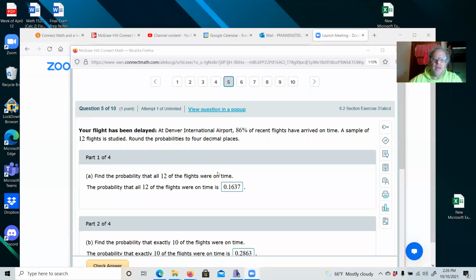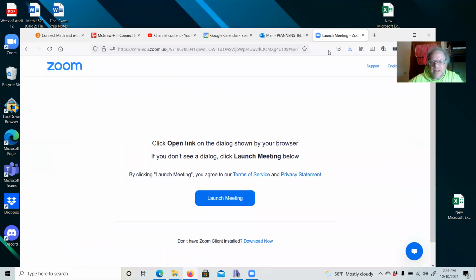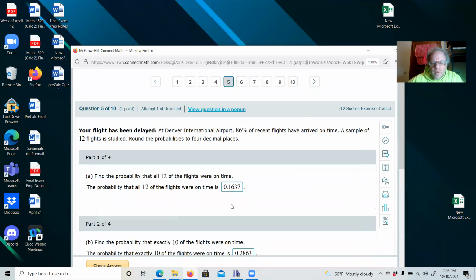All right, so here, this is take two, by the way. So this is: your flight has been delayed at Denver International Airport. 86% of recent flights have arrived on time. A sample of 12 flights is studied. Round the probabilities to 4 decimal places. Okay, thank you. All right.